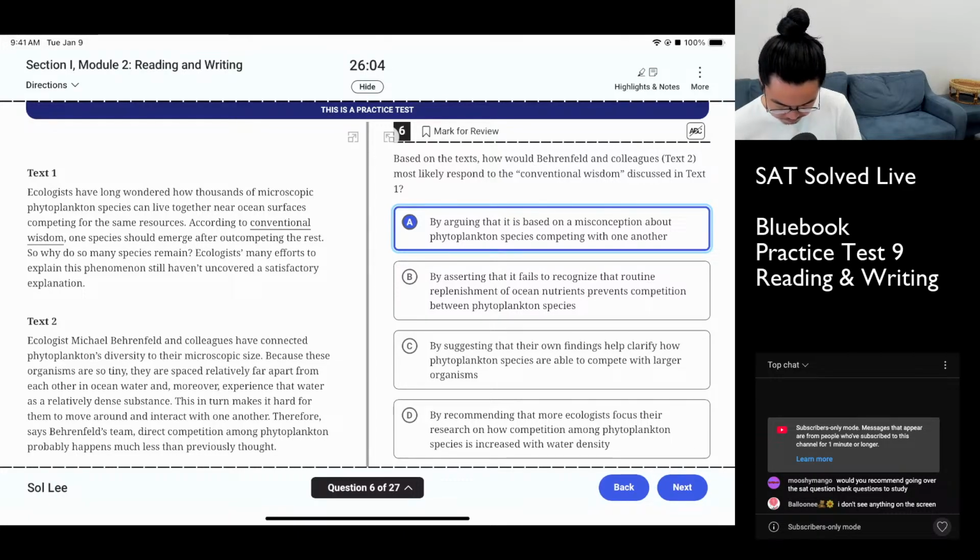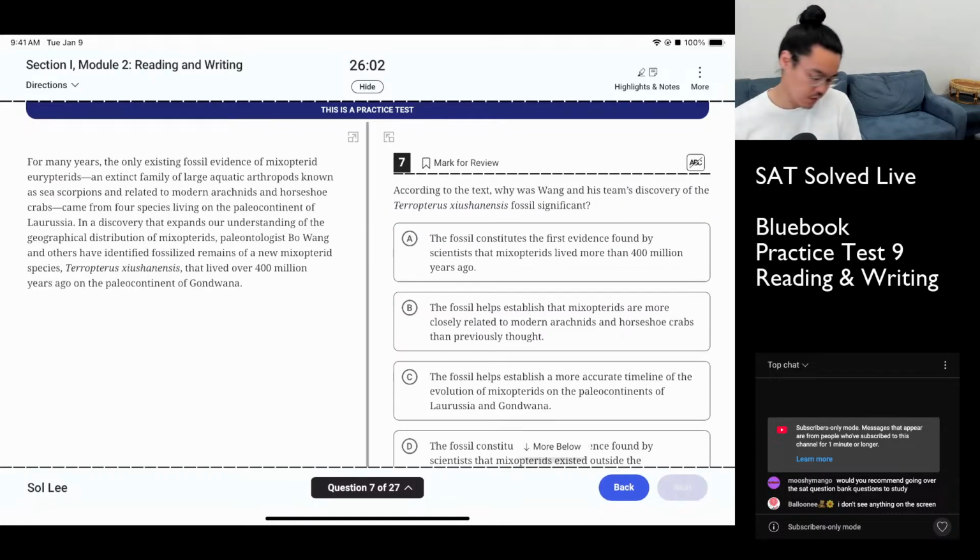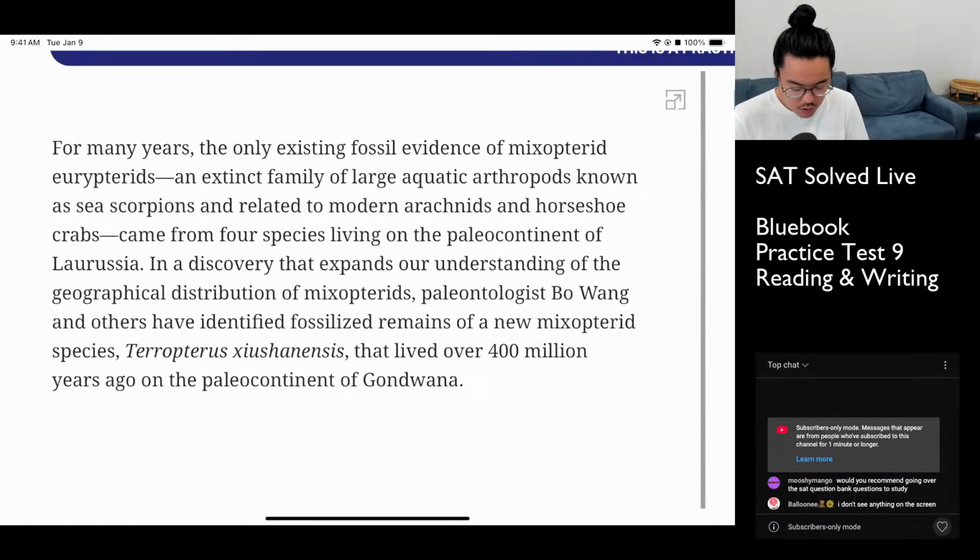Yep. It's the only one that has anything to do with their smallness and the initial assumption being wrong.